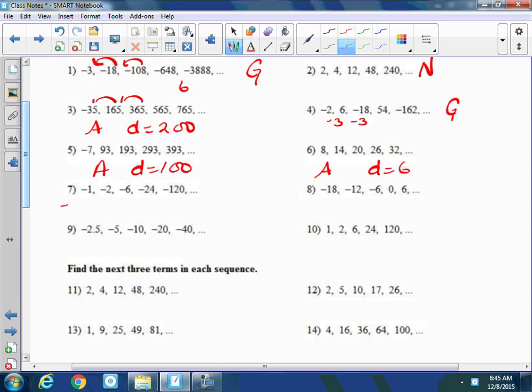You don't know, let's try it out. -2 minus -1. That's -1. -6 minus -2, that's -4, so it's not arithmetic. Alright? Let's see if it's geometric. So the geometric, I'm going to take the second term and divide it by the first one. -2 divided by -1 is 2. -6 divided by -2 is 3. So it's not arithmetic and it's not geometric, so this would be neither.